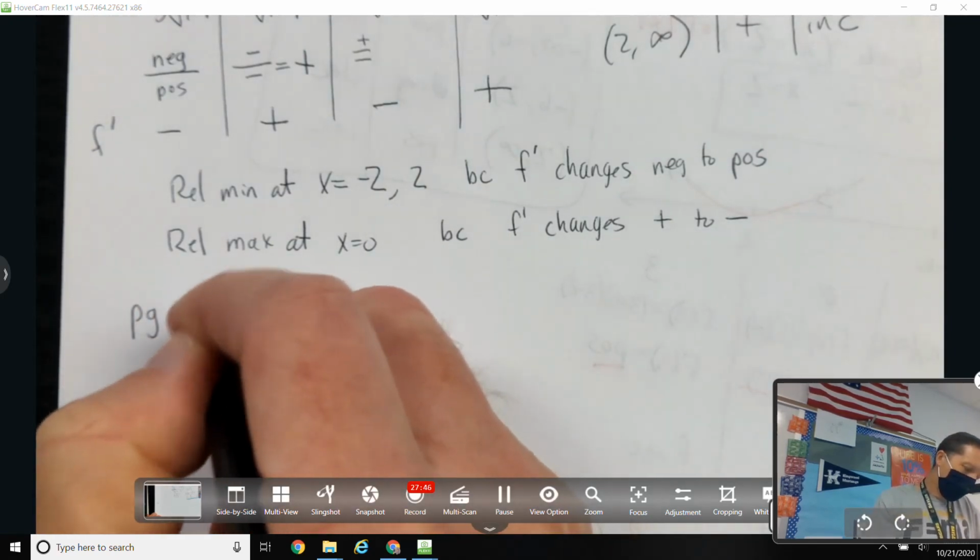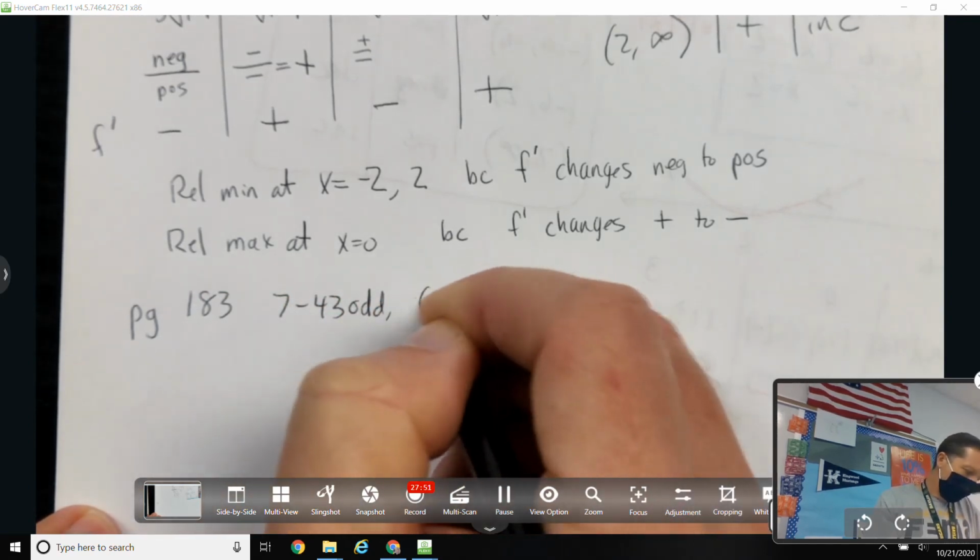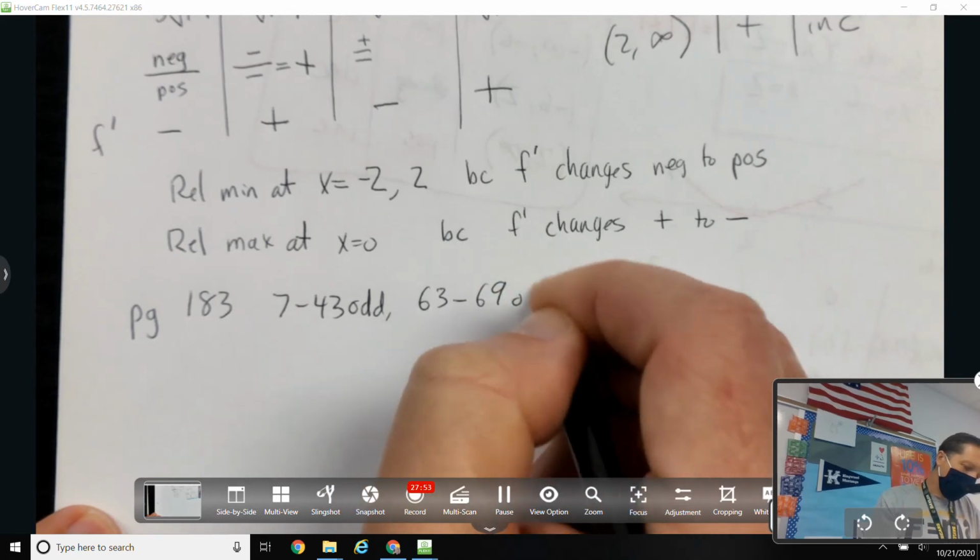All right, so the assignment's page 183, 7 to 43 odd, 63 to 69 odd.